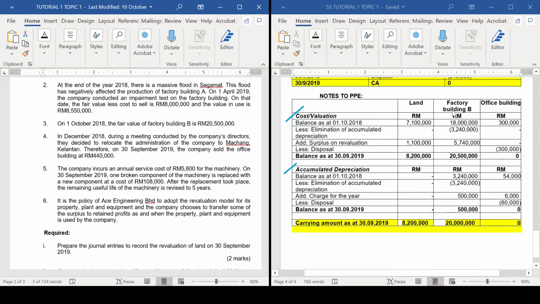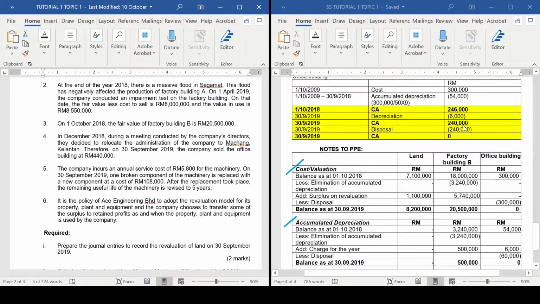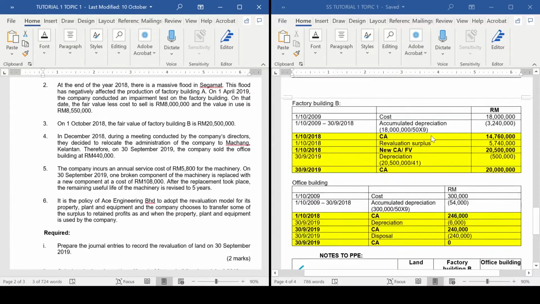Now, factory building B. There is no change in the cost at the beginning of year 2018, because we are going to carry this cost of 18 million. So no change in cost, because the revaluation only happened in year 2018, only on that day.